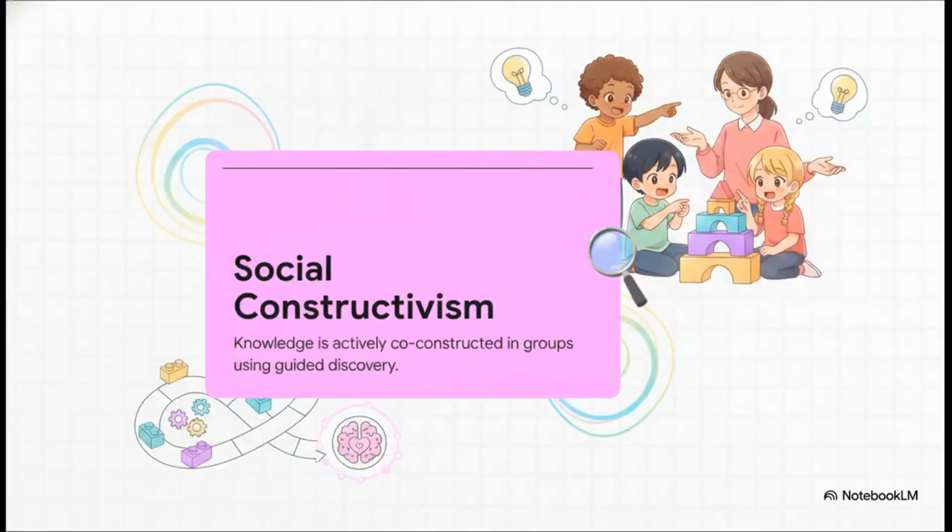Now, flip over to Lev Vygotsky. While Piaget was all about independent stages, Vygotsky was all in on social constructivism. This is the idea that knowledge isn't built alone. It's co-constructed actively in groups and society. It heavily relies on guided discovery. You know, when a teacher or maybe a smarter friend gives you that temporary boost or scaffolding. But here's the kicker. Even though they took different paths, both Piaget and Vygotsky completely agreed on one major thing. Kids are active participants in meaning-making. They aren't just empty vessels waiting to be filled.